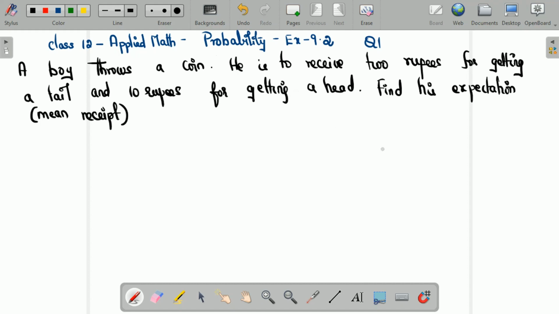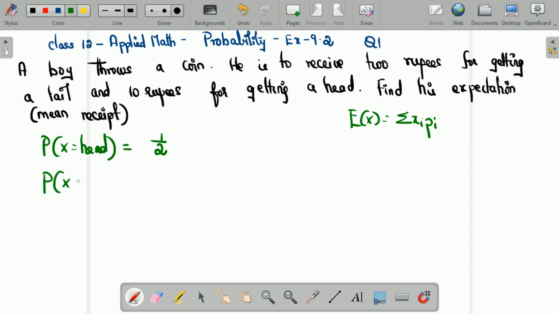So first, let's write out the formula. E of x is nothing but the sum of xi into pi. So let's first list out the different probabilities. When he throws a coin, H is going to be equal to head. So find out what that probability is. When you toss a coin, the probability of head is going to be 1 by 2. Now when you toss a coin, the other option is receiving a tail. That probability is also equal to 1 by 2.